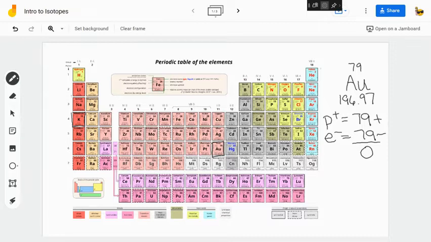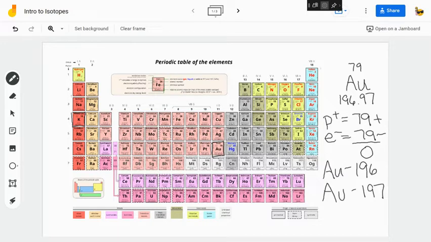Now, there can be different golds, though, and they're called isotopes. Isotopes of gold have the same number of protons, otherwise it wouldn't be gold anymore, but a different number of neutrons. So the two different kinds of gold are gold 196 and gold 197. Both of them have 79 protons, but they have a different number of neutrons.